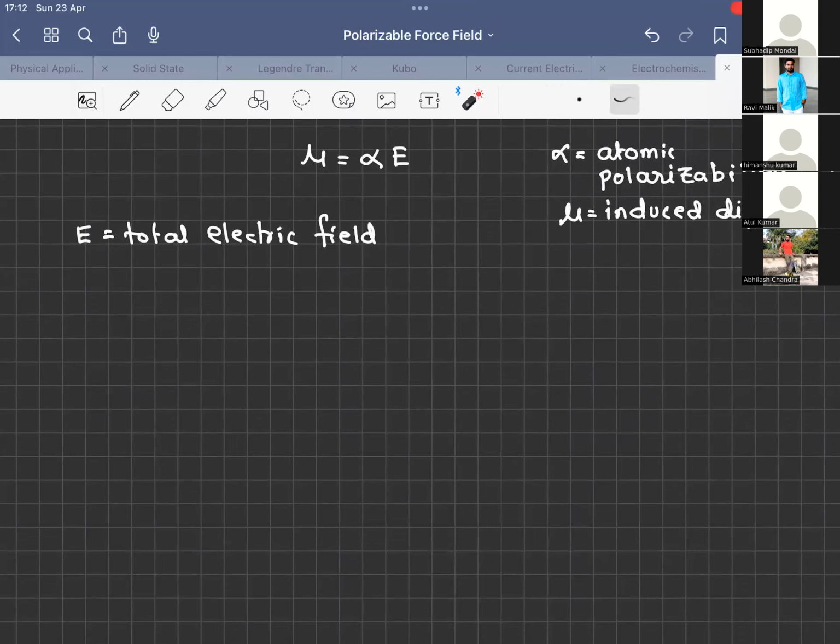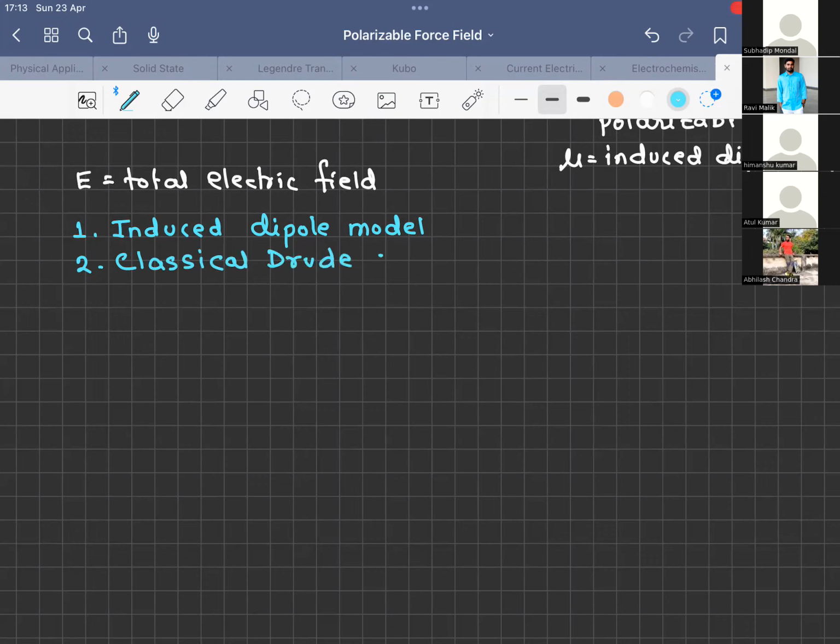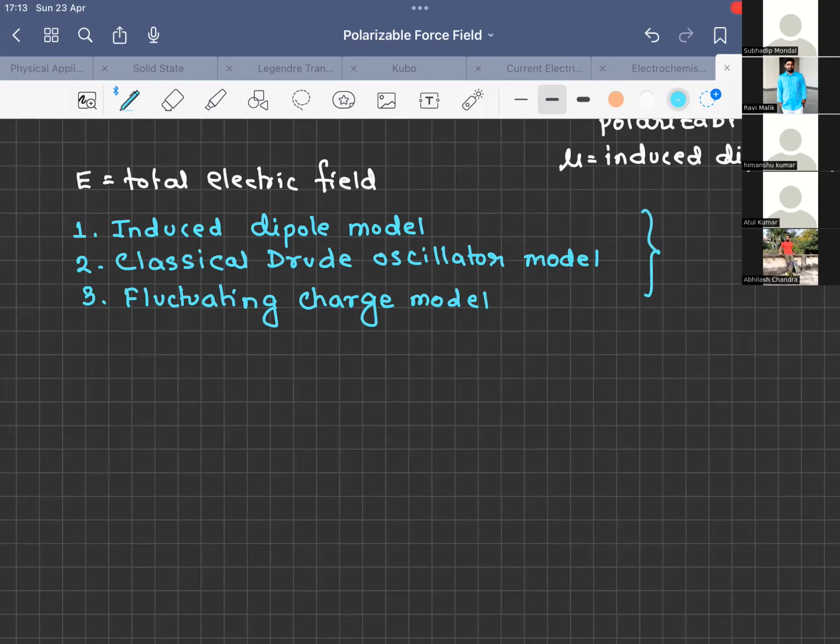So to make this polarizable force field, there are a few methodologies. There are three methodologies. One is the induced dipole model. The second one is the classical Drude oscillator model, and the third one is the fluctuating charge model. So these are the methodologies commonly used as the basis of polarizable force fields.